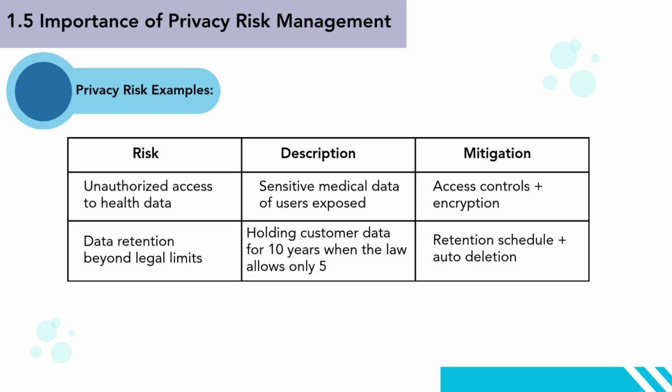Both examples highlight how privacy risks often stem from operational practices rather than just technical vulnerabilities, requiring organizations to address legal compliance, data governance, and automated controls as part of their comprehensive privacy risk management strategy.